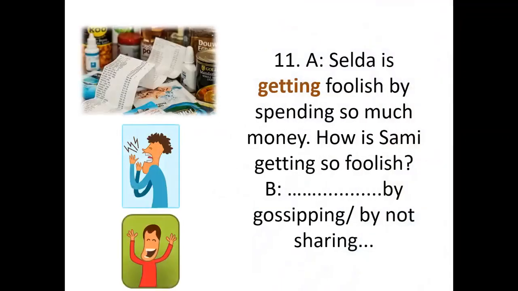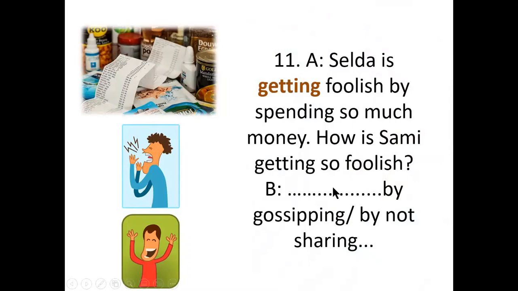Twelve. Sevda is getting foolish. By doing what? Sevda is getting foolish. She isn't a foolish lady. She isn't a foolish girl. But why? By doing what is she getting foolish? She is getting foolish by spending so much money.